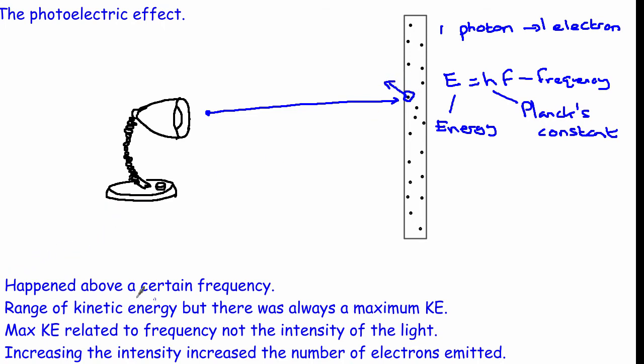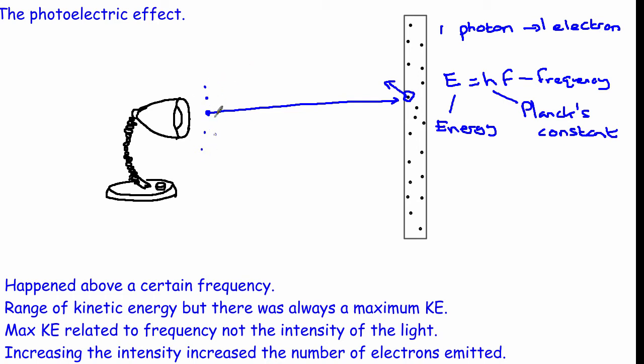So that explains why it only happens above a certain frequency. It happens above a certain frequency because we have photons, and the photons have a certain energy associated with that frequency. Also, we saw that there was a maximum kinetic energy that was related to the frequency, not the intensity. Now, the intensity is just the number of photons we see. So if we have a low intensity light, we maybe just have a few photons.